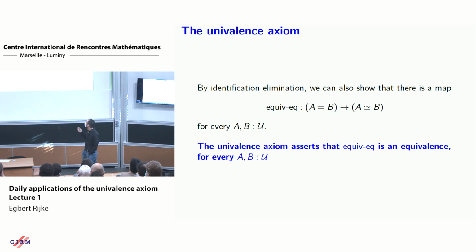So it says that this map, which you can define from the identifications from A to B to the equivalences from A to B, is an equivalence. And this is what we will give daily applications of.